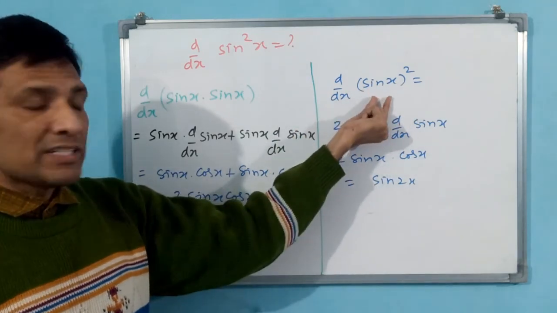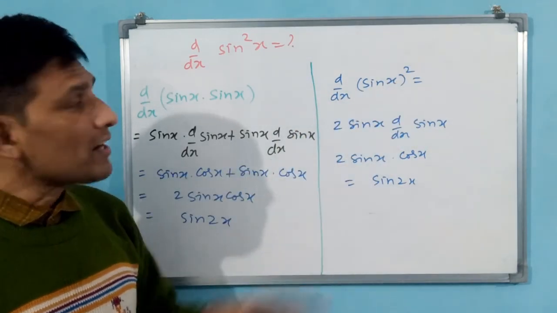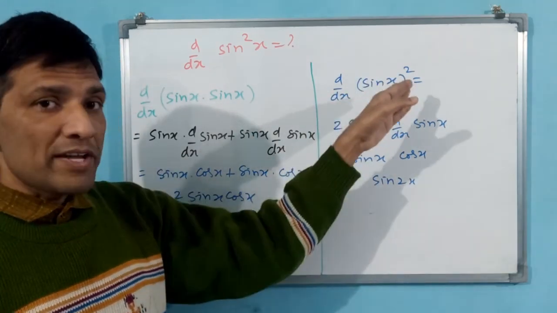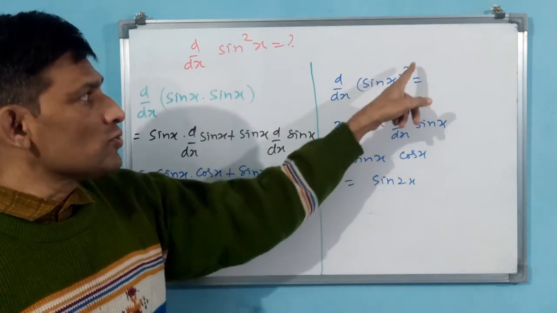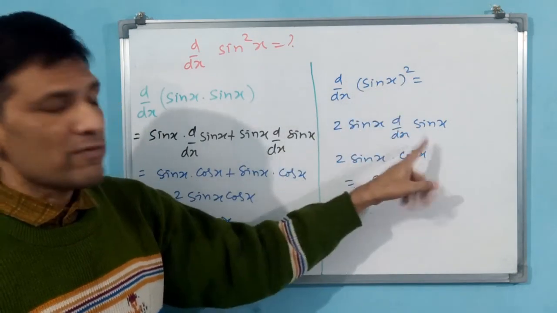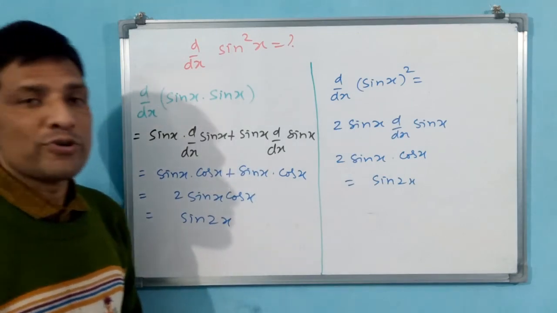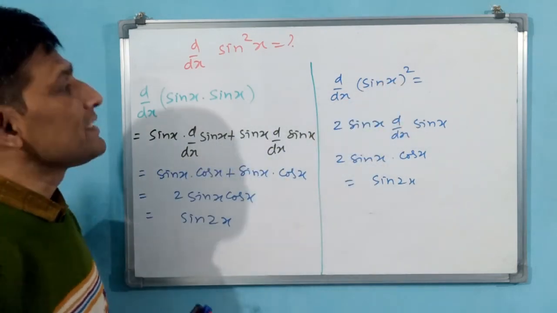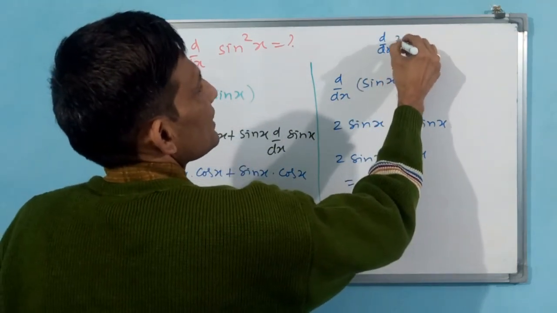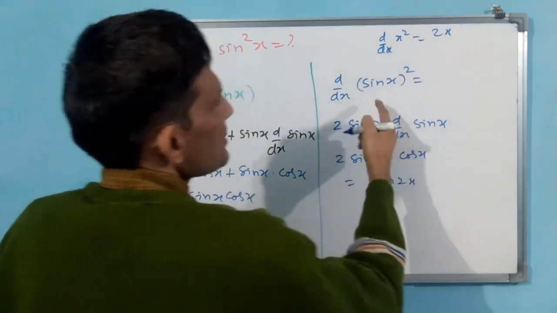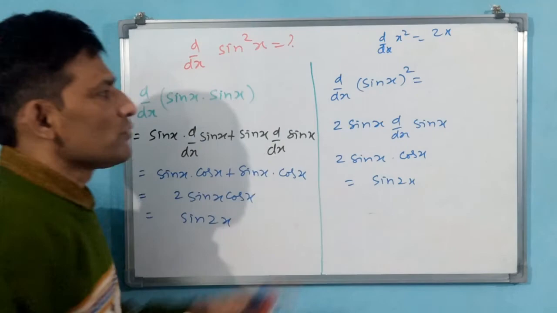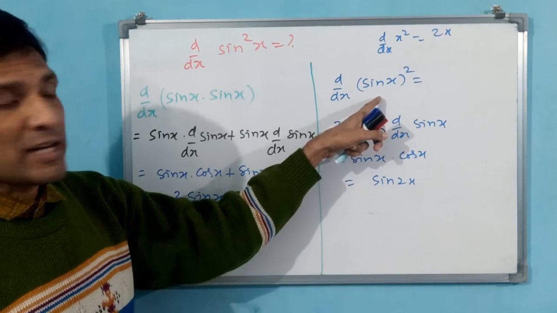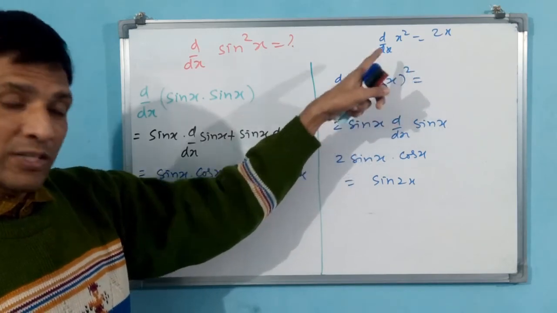See, sin x is one function, square is one function. This is not like ordinary x square. If x square is there, you write 2x and close. But if sin x square is there, first you have to do the square function, then you have to do the sine function, or else your answer is going to come wrong. If you do only d by dx of x square, it is equal to 2x. That means in place of x, sin x is there, then you write 2 sin x and close. That is not correct. Why? Because that is algebra, but this is trigonometry. Trigonometry function square is there. That you keep in mind.